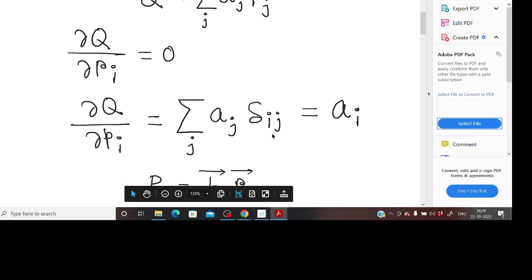Now you have to use this summation. When j is not equal to i, for all values of j which is not equal to i, this delta ij is equal to 0. Yes, any question? No, sir. Okay, so only for j equal to i, this is equal to 1, and only that term of this summation contributes, I mean, is non-zero. So for j equal to i, of course it will be equal to ai. So the value of del Q del pi is equal to ai.